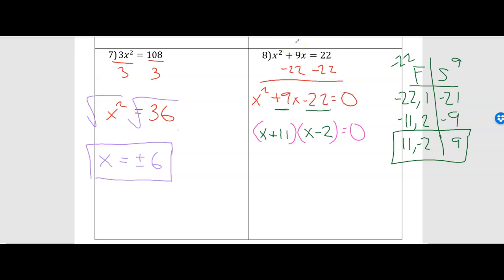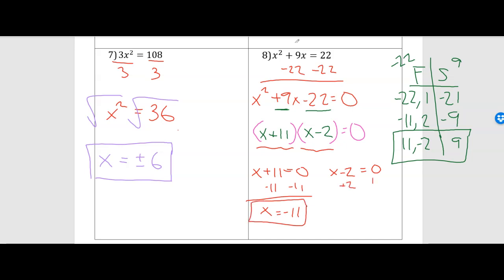Using the zero product property, we want to set both of these factors equal to 0, because if one of them is equal to 0, then it doesn't matter what we multiply, as the entire left-hand side will be equal to 0. So I have x plus 11 equals 0, and I have x minus 2 equals 0. And then I just solve each of these. So I get x is equal to negative 11. That's one solution. And add 2 to both sides over here, and x is equal to positive 2. That is my other solution.